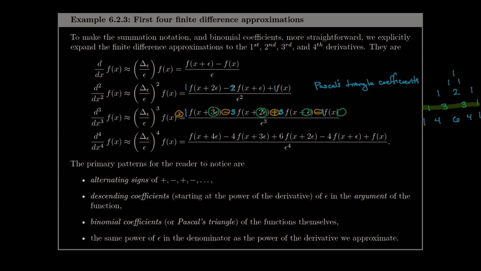And let's see it one more time with the 4s. Pascal's triangle of 1, 4, 6, 4, 1. We have alternating plus, minus, plus signs. And finally, we have descending coefficients on epsilon of 4, 3, 2, 1, 0. So those are really the patterns, and I do describe those patterns in words there.